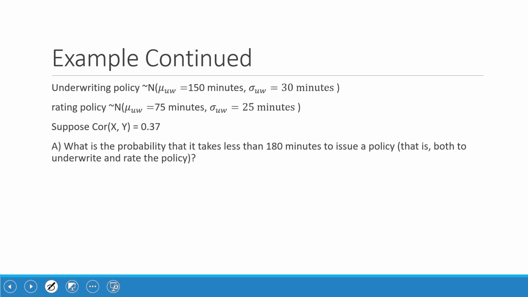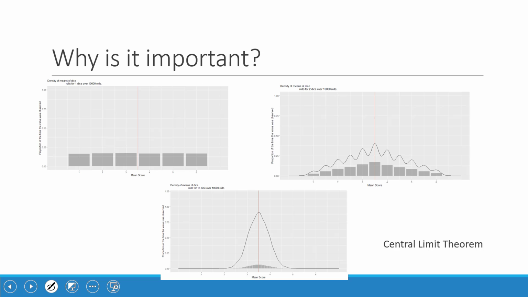comes from repeating an experiment and averaging the outcomes. The average of that experiment approaches a normal distribution. So what does that mean, right? Let's look at an example where we have one die, and we roll it 10,000 times. What we are interested in is calculating the average of the value that we got on the die.